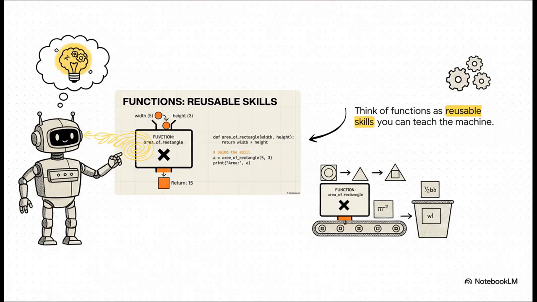A function is like teaching the machine a new skill and then giving that skill a name. Right here, we've taught it how to calculate the area of a rectangle. Now, anytime we need that calculation, we don't have to rewrite the logic. We just call the skill by its name, area_of_rectangle, give it the inputs it needs, and it gives us the result right back. It's so much more efficient and organized.